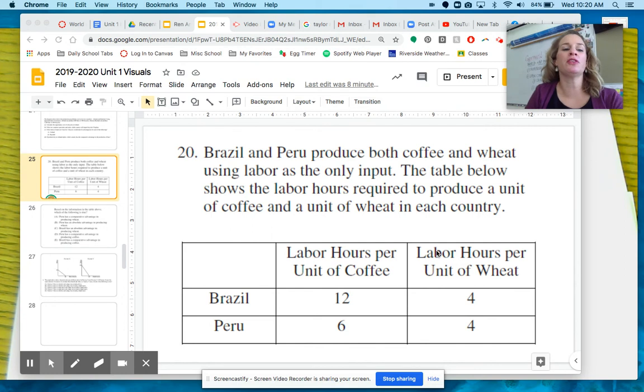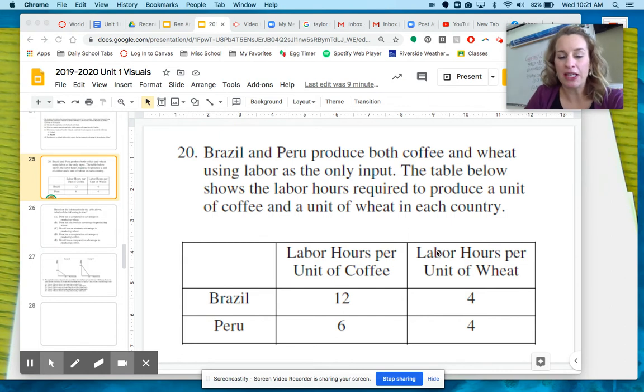So take a look at this question about Brazil and Peru. This is from an AP exam. It's a multiple choice question, and you could be asked something similar in an FRQ as well. Either way, this skill is probably going to come up. So we have Brazil and Peru producing coffee and wheat using labor as the only input. The table below shows the labor hours required to produce 1 unit of coffee and a unit of wheat in each country.